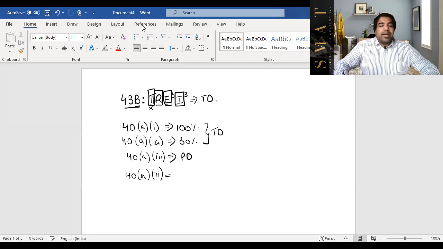Next section, 40A(2). Guys, this is for income tax. Income tax is not an expenditure for the purpose of business. It's an expenditure because you're doing business, and hence the income tax that you pay is not allowed as a deduction.